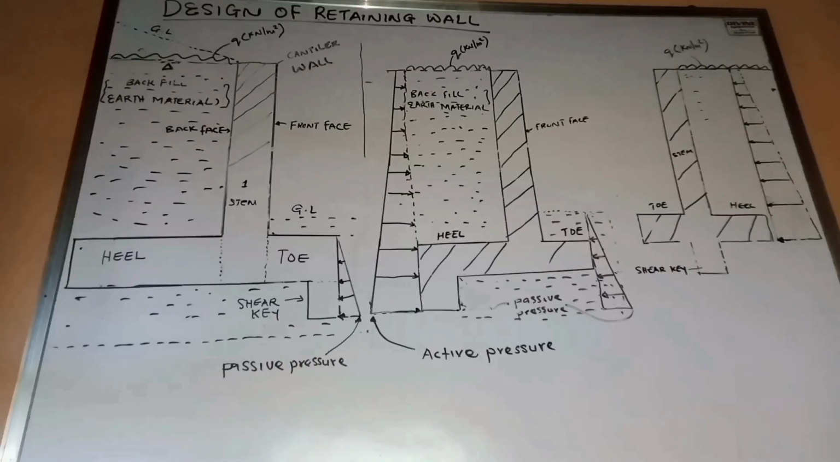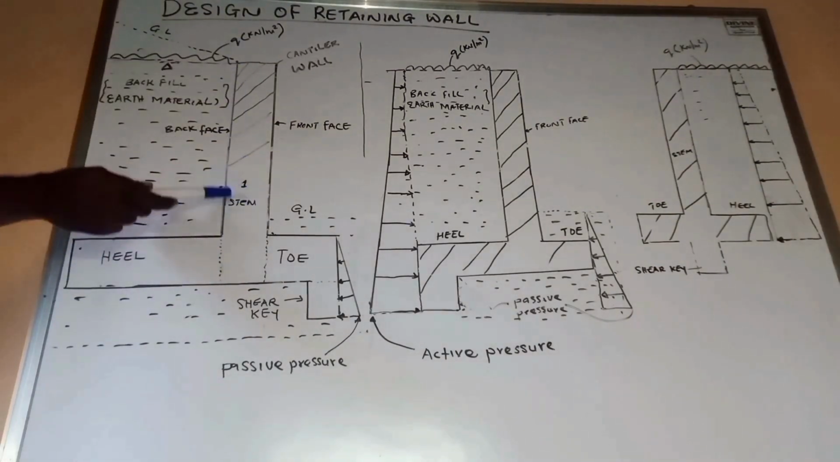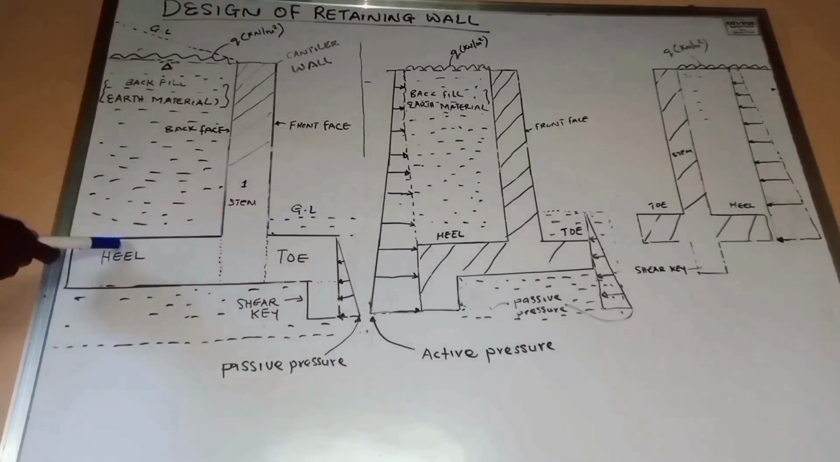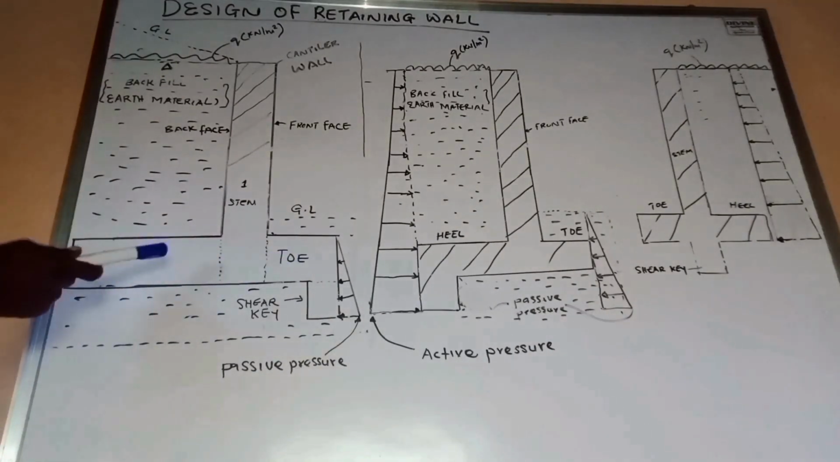Concentrate on the design of a cantilever retaining wall. Now we have the various parts of the retaining wall. The stem is the vertical part of the structure. This is the stem, so we call it one. The stem cantilevers from the base, and we have two parts of the base: the toe and the heel.